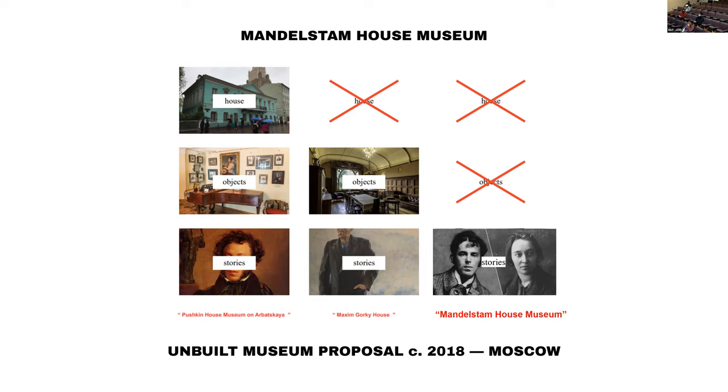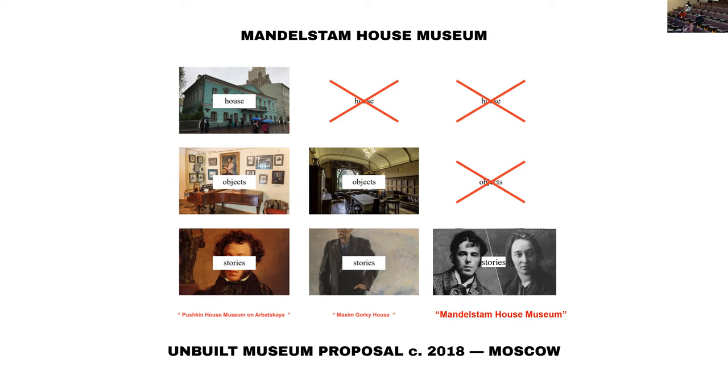So in case you've been to Russia or Eastern Europe, the House Museum is a really common place in cities where if a writer had lived there, they'll preserve the house and make it open to the public. And so obviously this wasn't an option for the Mandelstams. So basically we created this matrix where house museums can be understood as having three components.